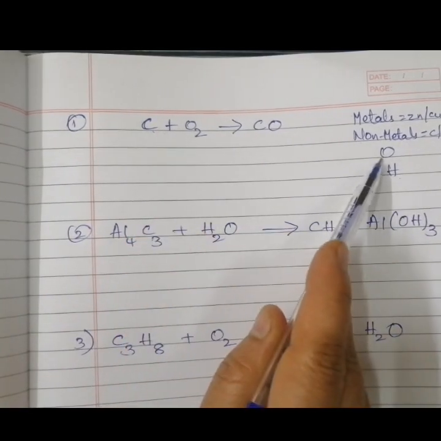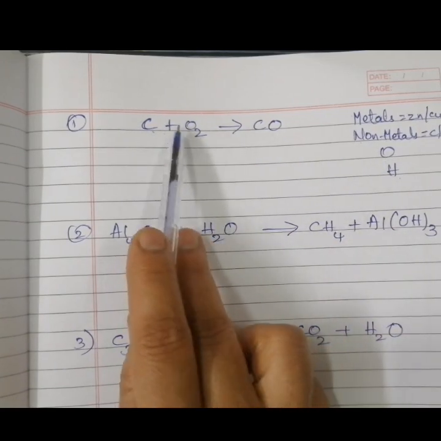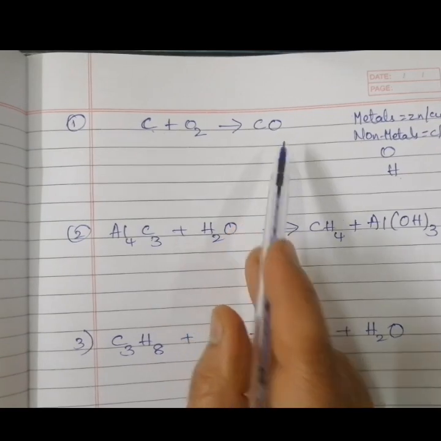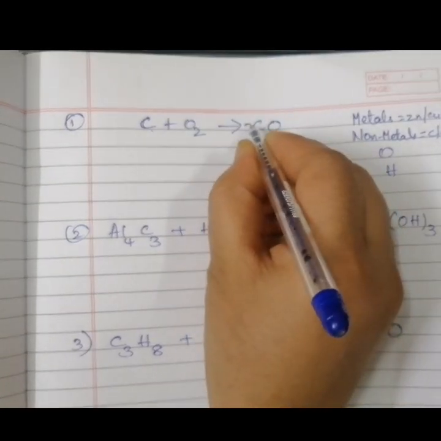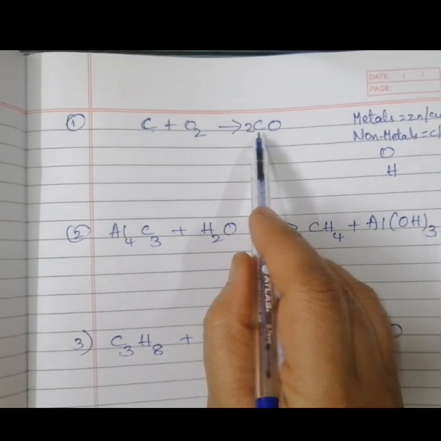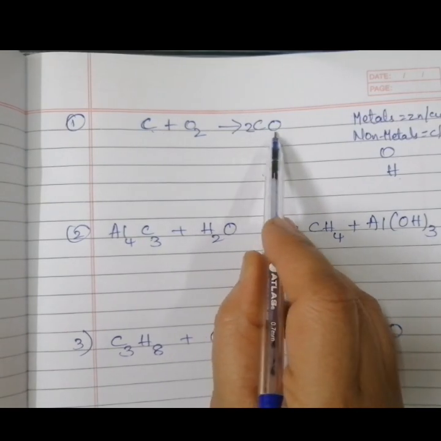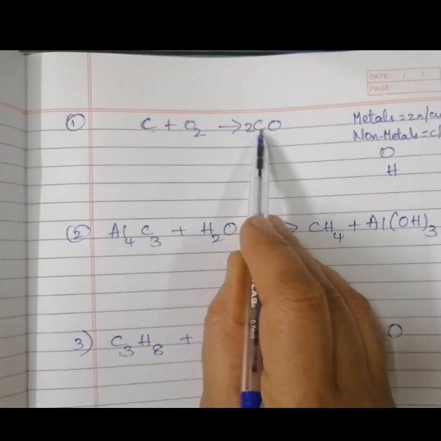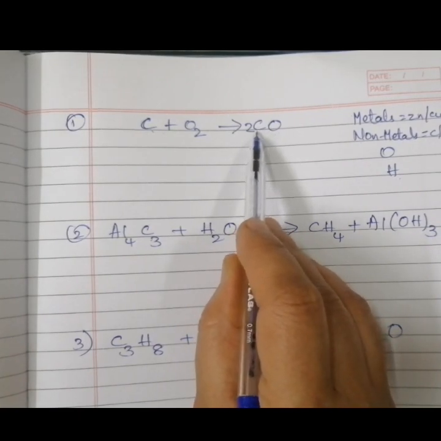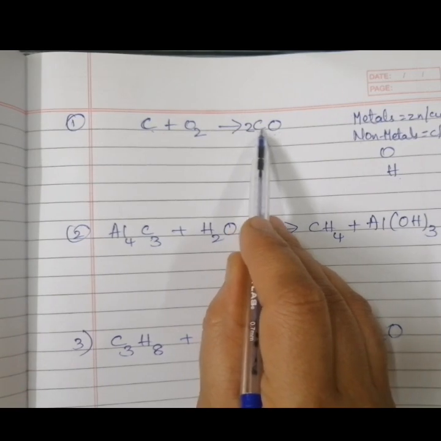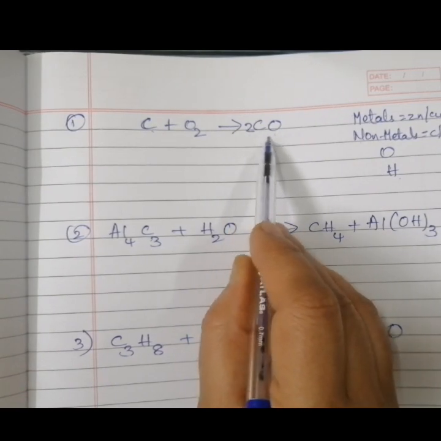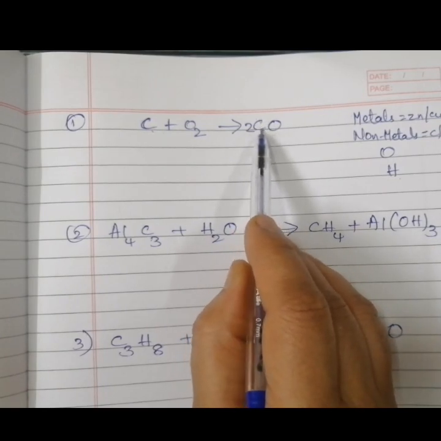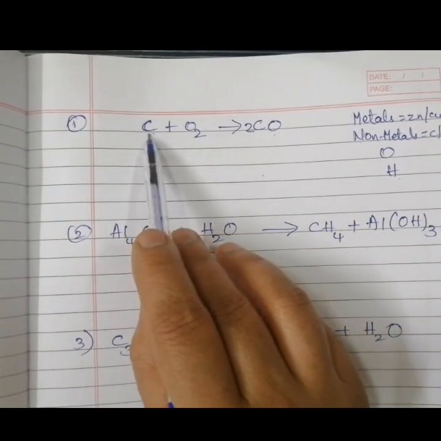Next we'll see the oxygen. How many oxygens are on the left? Two oxygens. How many on the right? Only one oxygen. So I will balance it with two oxygens. But see, while balancing the oxygen, we have changed the carbon. We have balanced the oxygen, but we have changed the number of atoms of carbon, so here the carbon is unbalanced again.